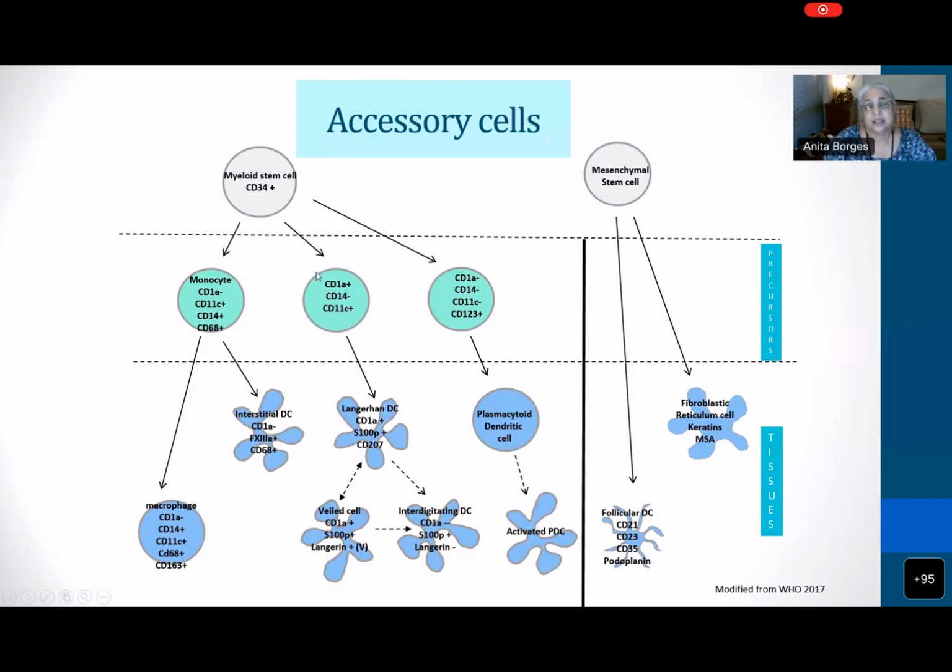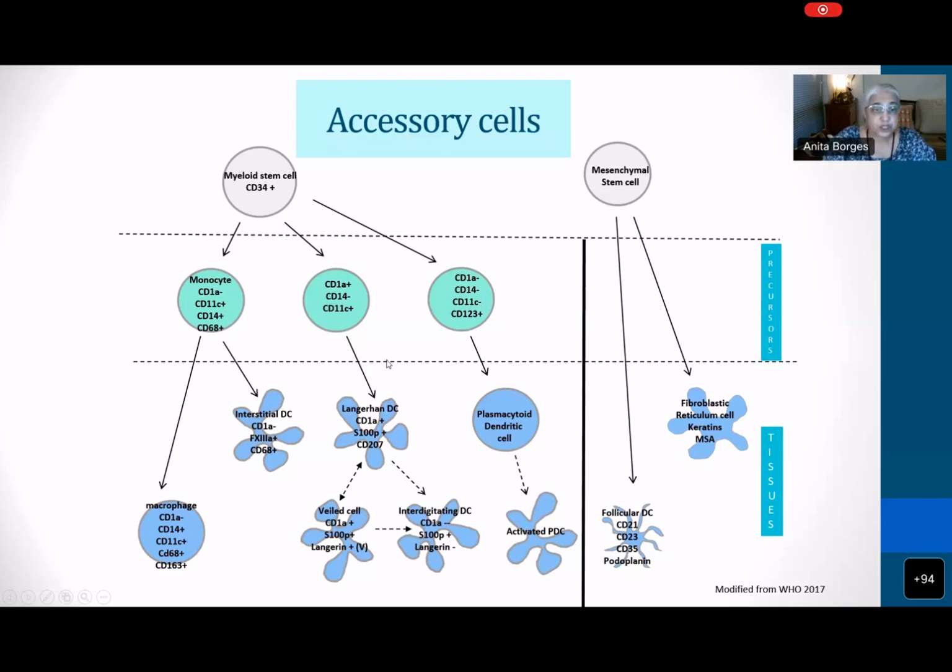You go to the next precursor cell, and you'll find that for the first time now there is CD1A. But there is no CD14. And although there is no CD14, there is CD11C positive. So they're sharing some markers with each other, and this is useful when flow is being done, or even when we use immunohistochemistry on tissues. All right, then we come to the third cell, which is CD1A negative, CD14 negative, CD11C negative, but which expresses CD123. So this is at the precursor level.